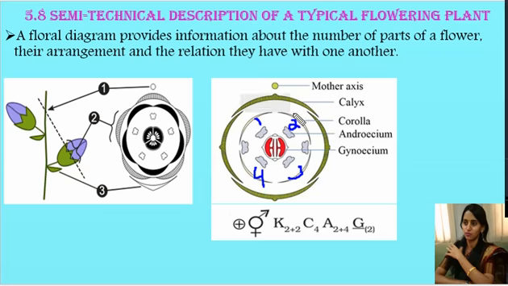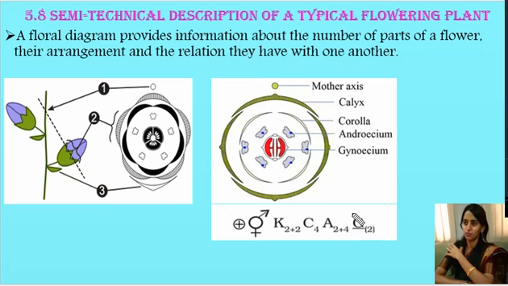Which is the next whorl? The next whorl is androecium. Here it is written as A. A represents what? Androecium. And it is written as 2 plus 4. It means 2 stamens are arranged in one whorl: this is stamen number 1 and this is stamen number 2. Next, there are 4 stamens arranged in another whorl: 1, 2, 3 and 4. So 2 plus 4 means there are 6 stamens, 2 arranged in one whorl and 4 stamens arranged in another whorl.